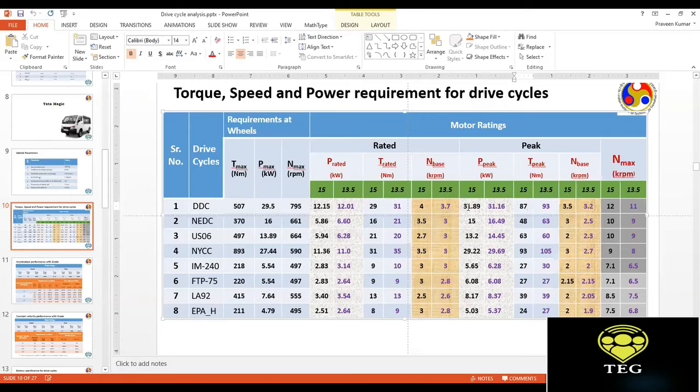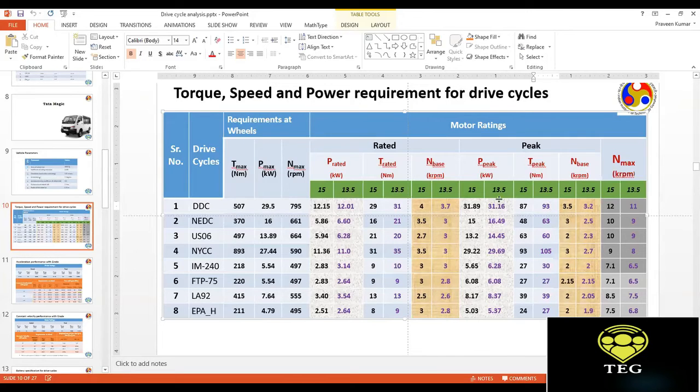Similarly, if I use a gear ratio of 1 is to 13.5, then if the wheel needs 507 Newton meter of peak torque, the motor should produce 93 Newton meter of peak torque at its shaft, and that torque will be amplified by the gear ratio. So if the motor produces 93 Newton meter, then you multiply it with 13.5, which is the gear ratio, and you will come close to 507 Newton meter. Clear?